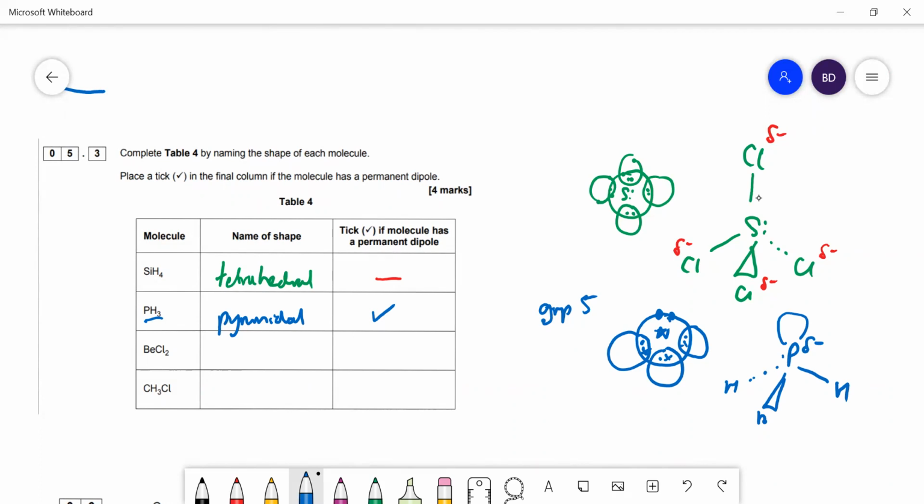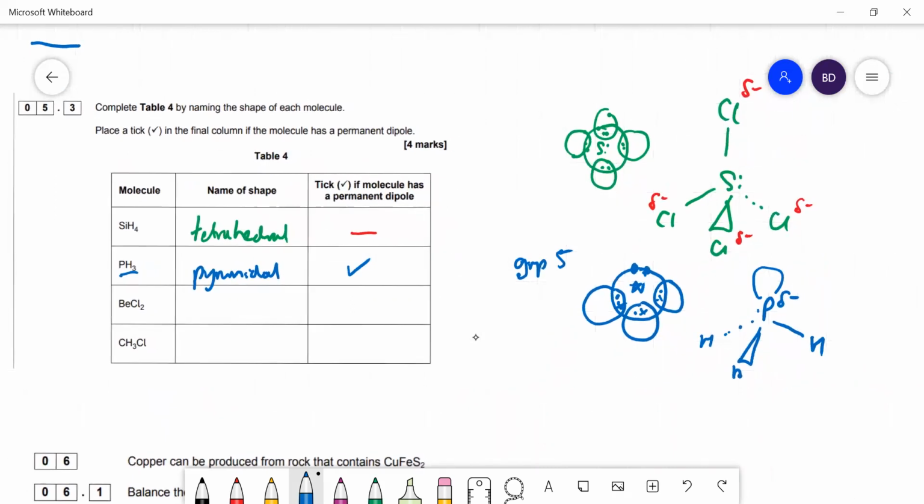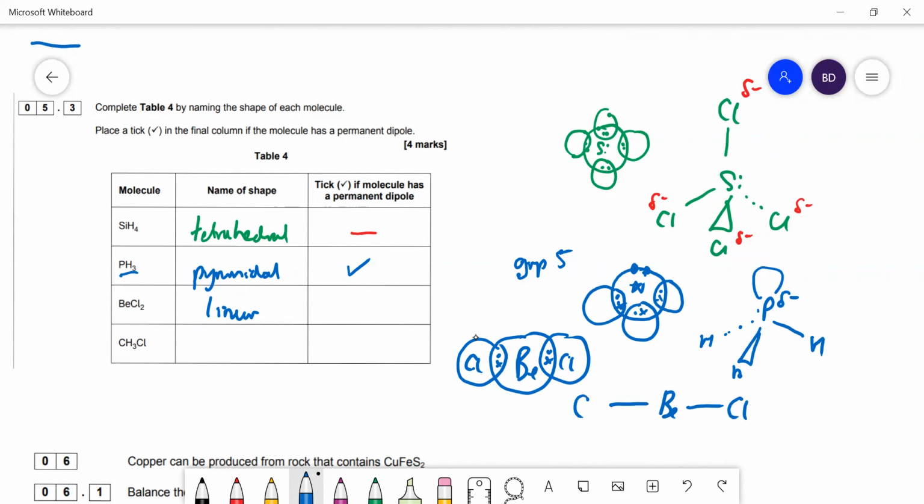Beryllium chloride. Now, beryllium is unusual. It's a metal, but it forms a lot of covalent compounds because it's got 2 electrons in that shell. So beryllium chloride is going to have 2 bond pairs and no lone pairs. So the shape is going to be linear. And once again, because it's symmetrical, it will not have a dipole. The chlorines are a lot more electronegative, but you've got delta minus on that chlorine and that one there. They kind of cancel each other out. So no dipole, no tick for that one.